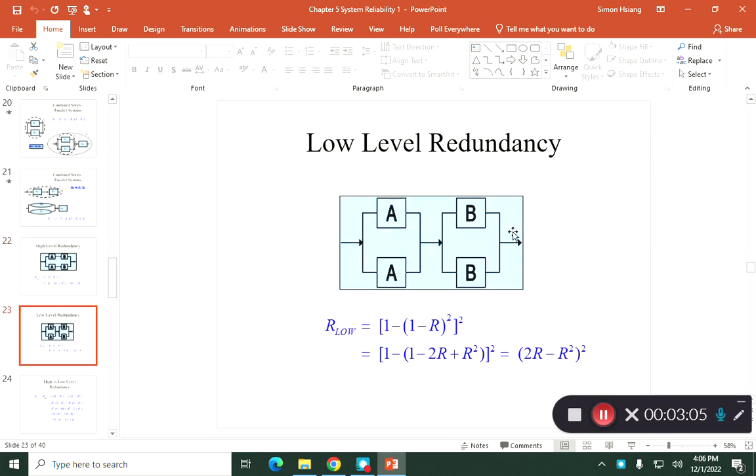And the low-level redundancy system is component by component. You have a system here, in sequence, so if one of them fails, it fails. But what if both fail? Then this thing is not working, right? If one of the A's is working, the system is working. If one of the B's is working, the system is working. So the system reliability for low-level redundancy is 2R minus R squared.